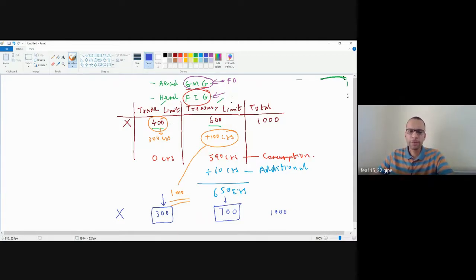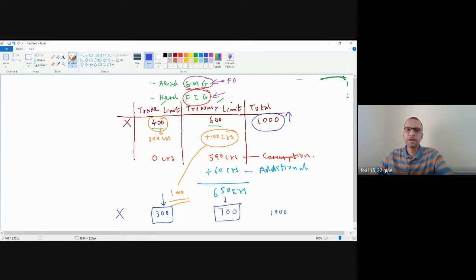Now, this was about fungibility of limits between trade and treasury. Many times it can happen that this limit of 1000 itself has to be raised. This is something which requires board approval, or at least the RMC, which I call the risk management committee. I don't think board approval will be required, because limits are more of a responsibility of the risk management committee.